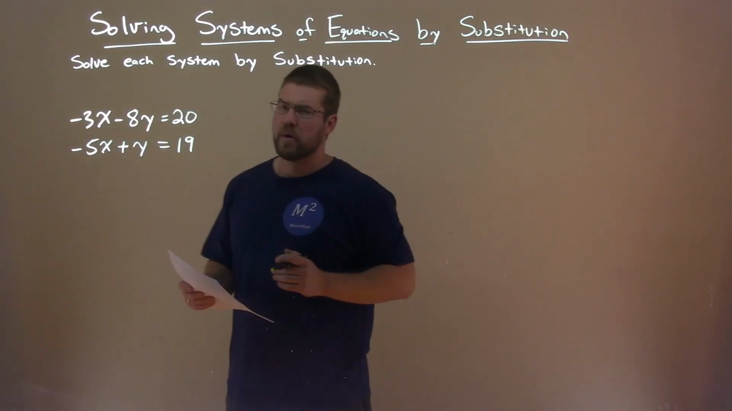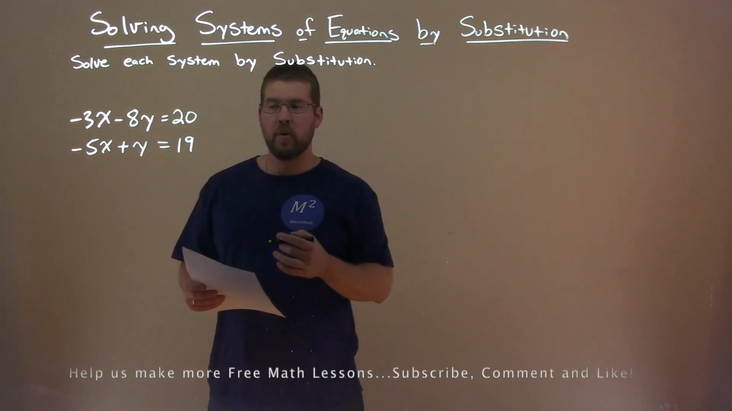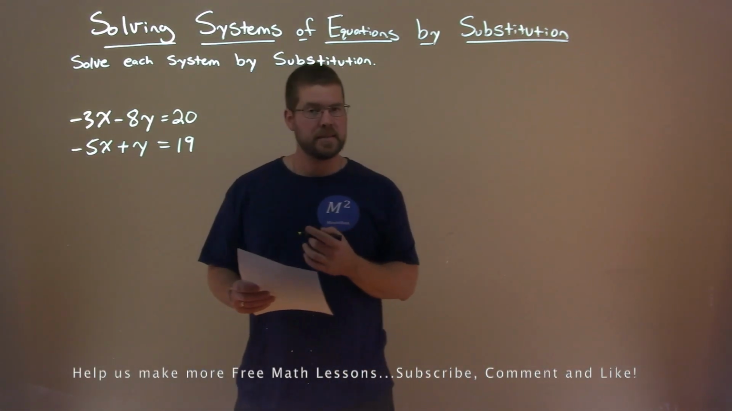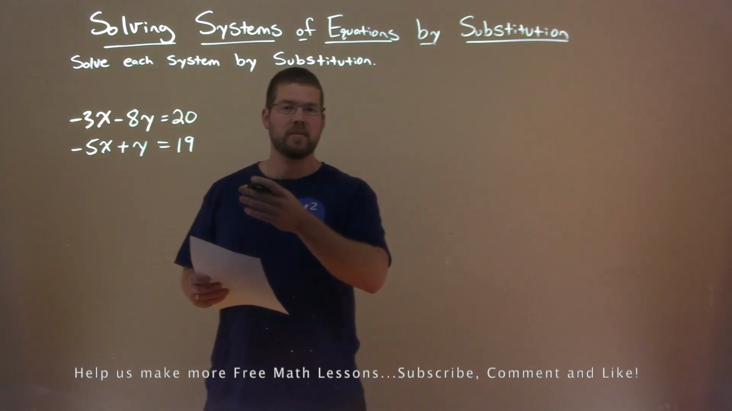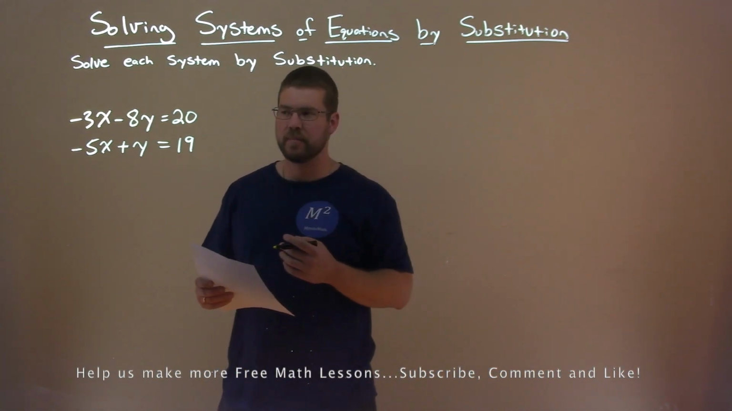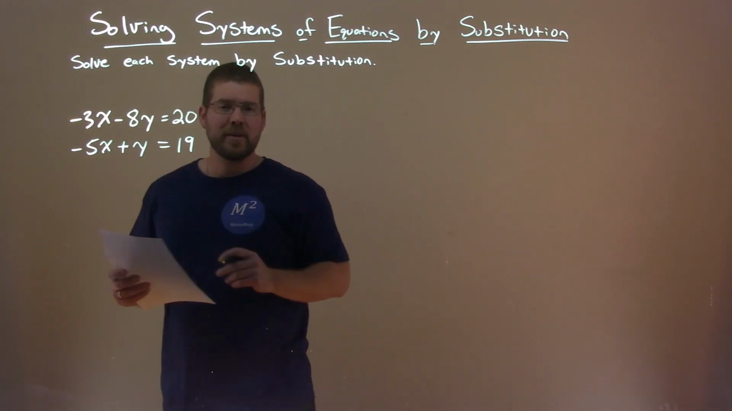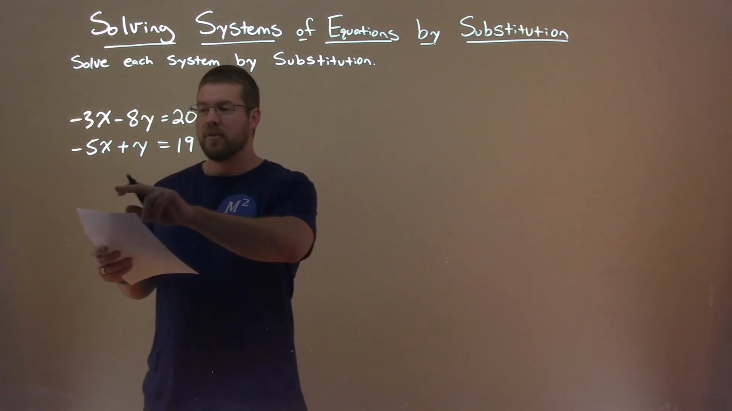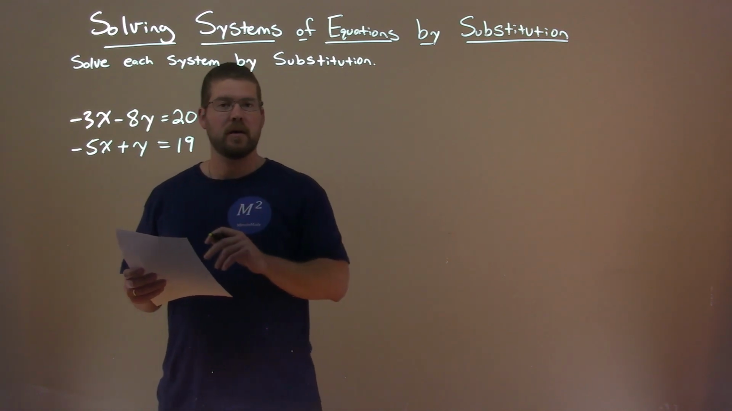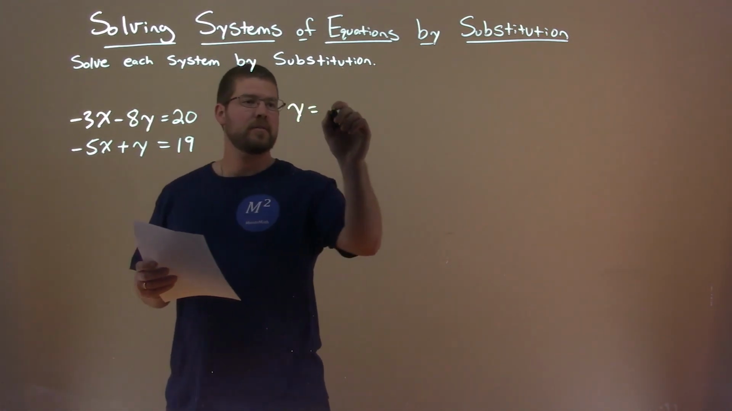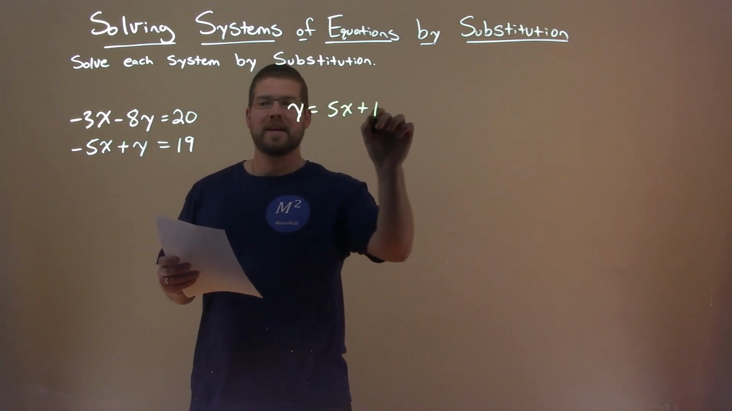We're given this problem, minus 3x minus 8y equals 20, and minus 5x plus y equals 19, and we want to solve the system by substitution. Our second equation catches my eye. I can see I can easily get y by itself here. All I have to do is add 5x to both sides. So to do that, we have y equals 5x plus 19.